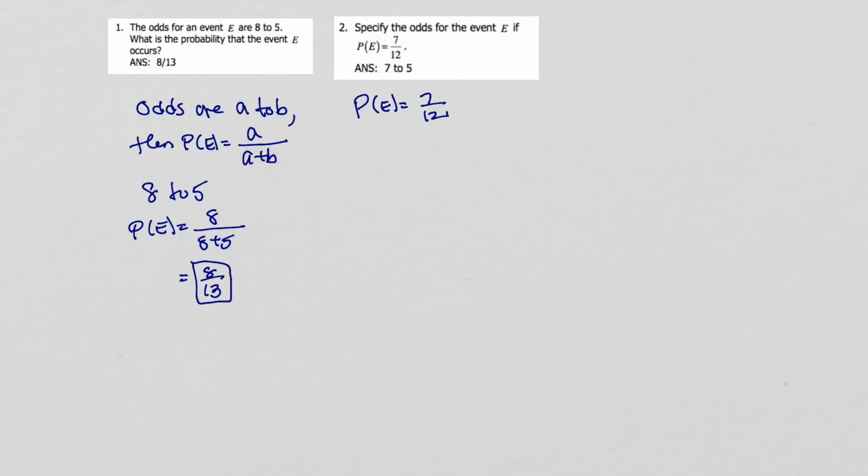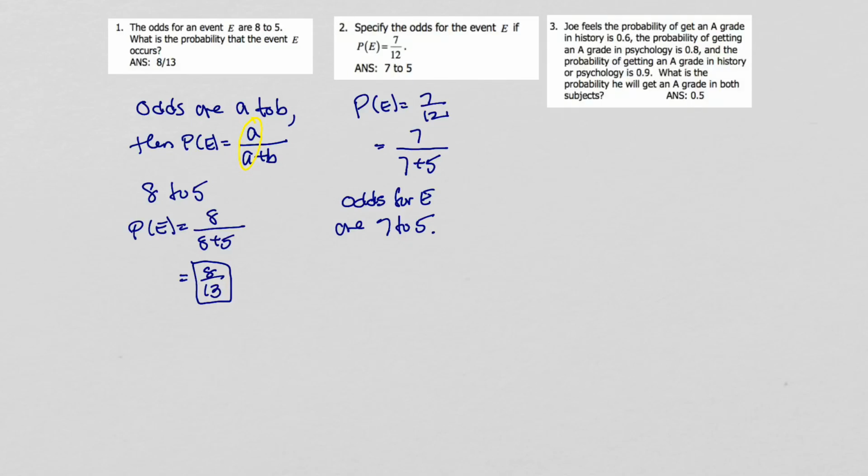If we can break the 12 apart into the sum of two numbers, something plus something, you see that the first number here matches the number on top. So we're going to break the 12 into two numbers, one of which matches the top number. See this definition over here? Those two match. So we're going to get 7 over 7 plus 5. And that means that the odds for E are 7 to 5.